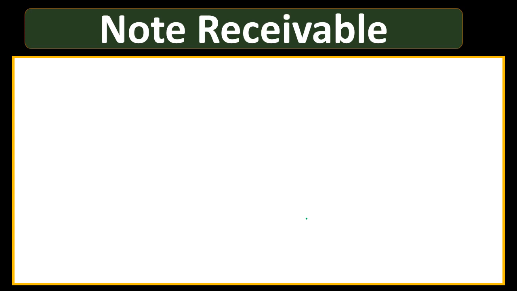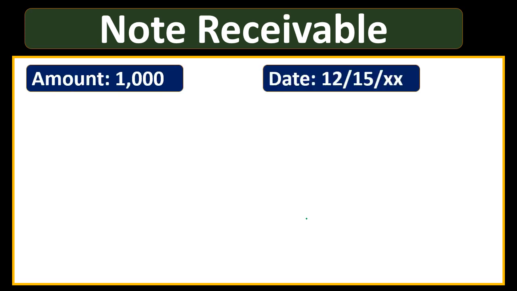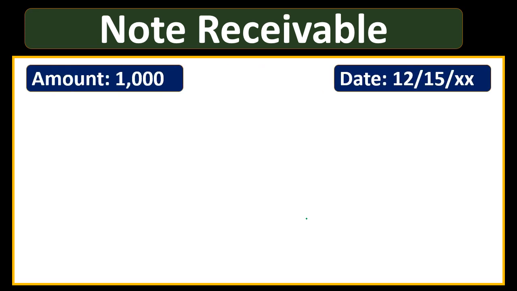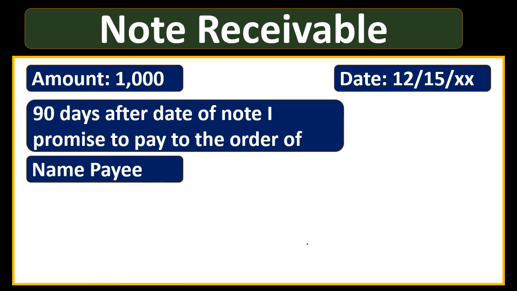So a note receivable document will have something like this. We'll have the amount of the note receivable, the date of the note receivable, the date it was generated. We'll have the due date. So the due date might be formatted such as 90 days after the date of the note, I promise to pay to the order of, and then we have the payee. So that's going to give the terms of the note, which is going to be 90 days in effect of the due date of the note. And then it's going to be paid to the order of the payee.